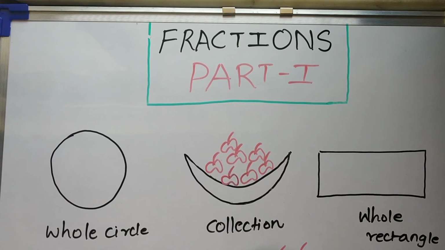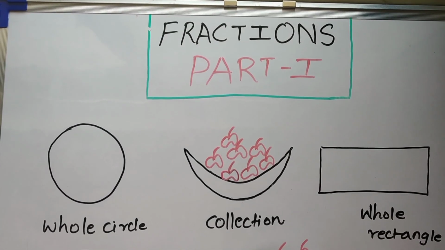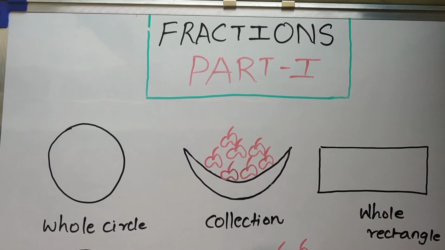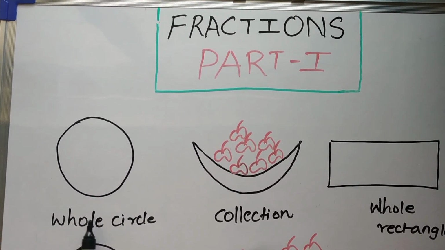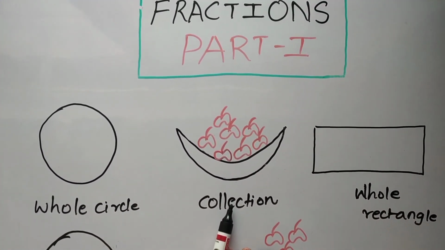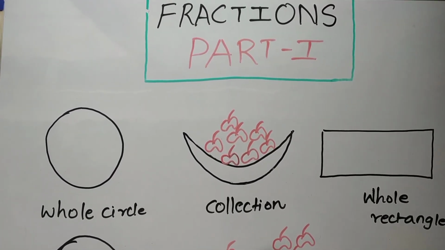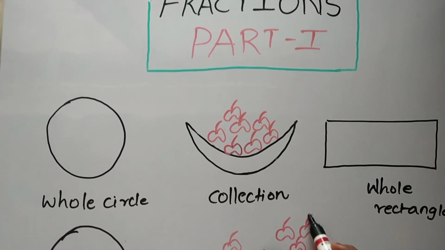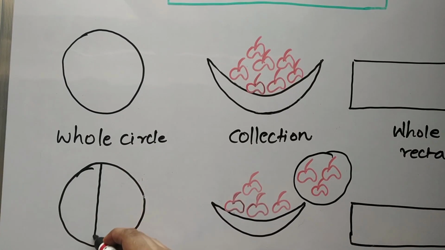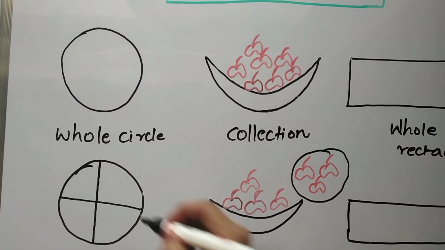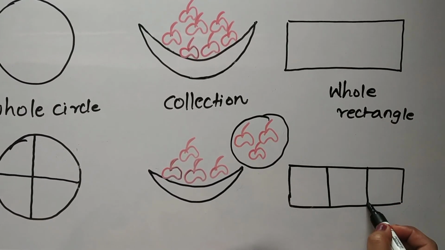So, first question which comes to our mind is, what is fraction? Come, let's find an answer for this. As you can see, this is a whole circle. This is a collection of apples. And this is a whole rectangle. But if we take out few apples from the collection and divide this circle into 4 equal parts and divide this rectangle into 3 equal parts.